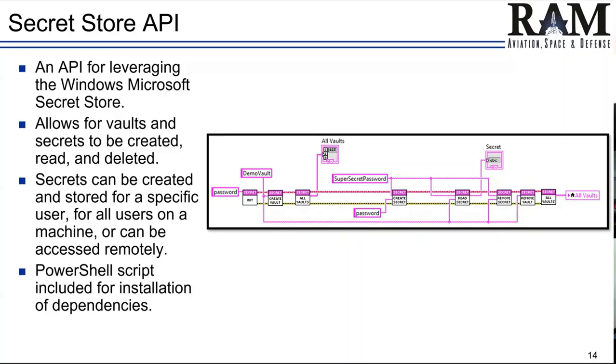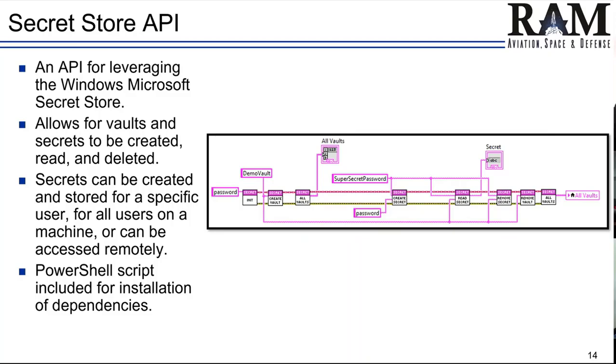One of the cool things about the Microsoft Secret Store is you can create as many vaults as you want, and those vaults can have independent permissions. So I can create vaults that are either user specific, I can create vaults that are system specific, and I can even remotely access vaults on other systems. So kind of cool. It's very flexible. It's up to you on how you want to administer that. But this API allows you to create vaults, return a list of all of the vaults that are available. It's able to create secrets in those vaults, read the secrets back, delete secrets, delete vaults, etc.